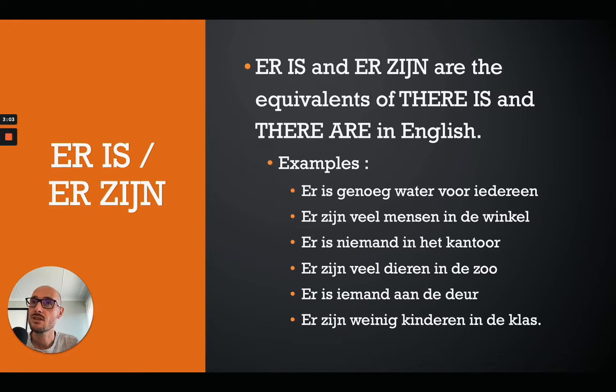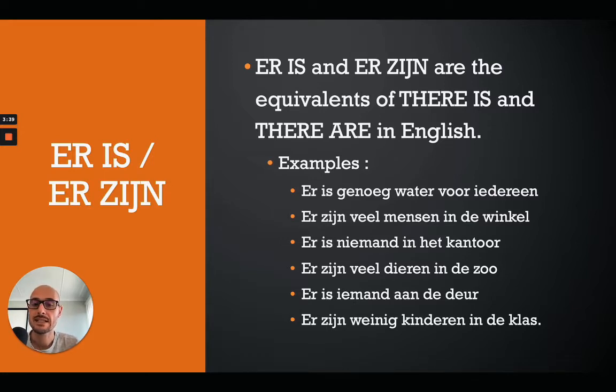Alright, you will see that sometimes we use "is" and sometimes we will use "zijn". Now, what is the difference? When do we use "is"? When do we use "zijn"? Now, basically, as you can see in the first sentence, you have water. In the third sentence, you have niemand. And in the fifth sentence, you have iemand. So you have water, nobody, and somebody. All of these words are in the singular, okay? So "er" is making reference to that word which is in the singular. So that is why you will use "is", because all these words are in the singular.